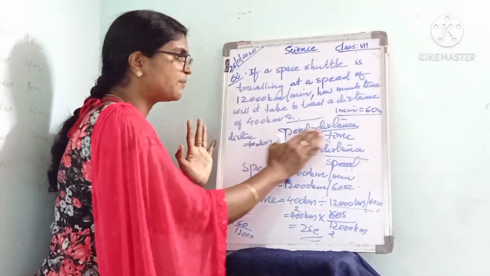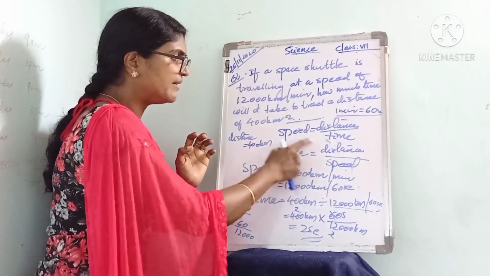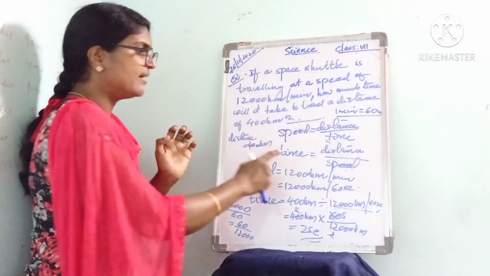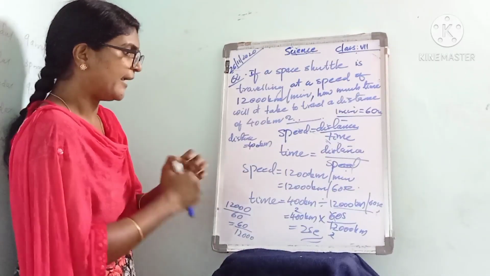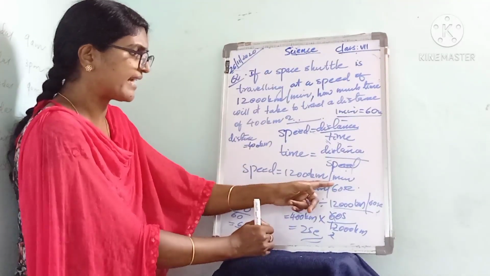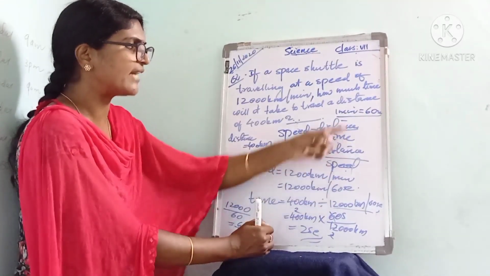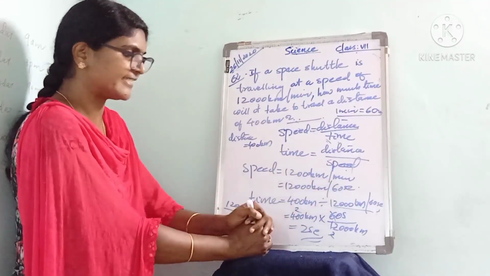We know the relation speed equal to distance by time. Then what is time actually? Time is equal to distance divided by speed. Isn't it? Okay. And here we make a conversion. 12,000 kilometer per minute. You know, 1 minute is actually 60 seconds. So instead of 1 minute, we can write here 60 seconds.